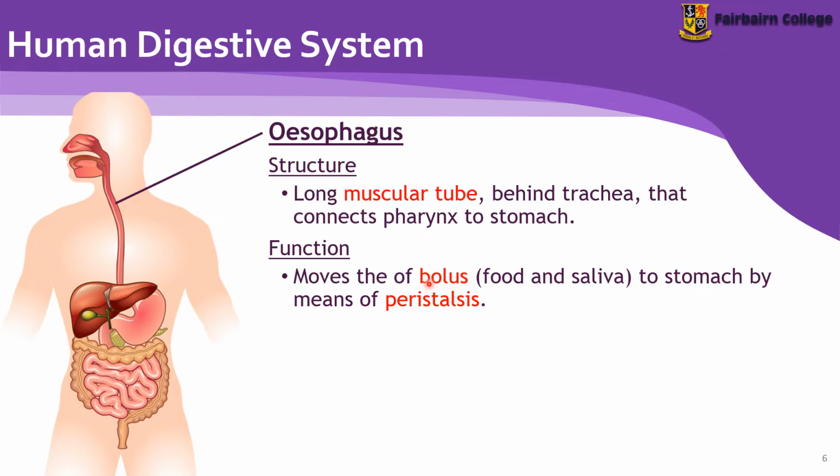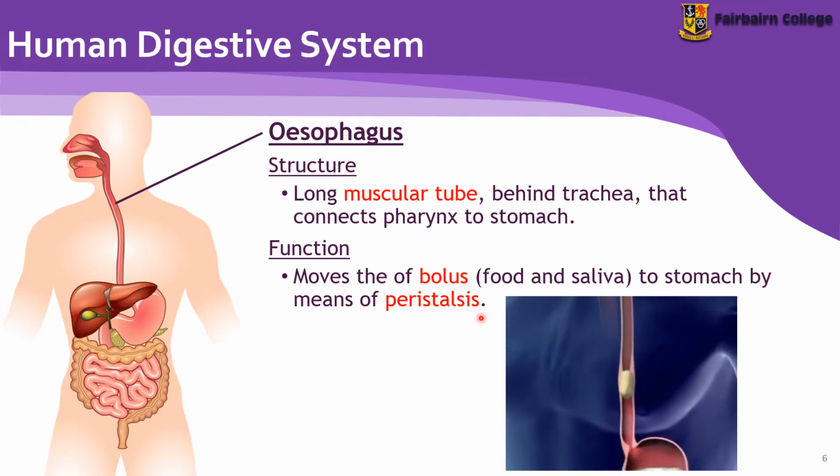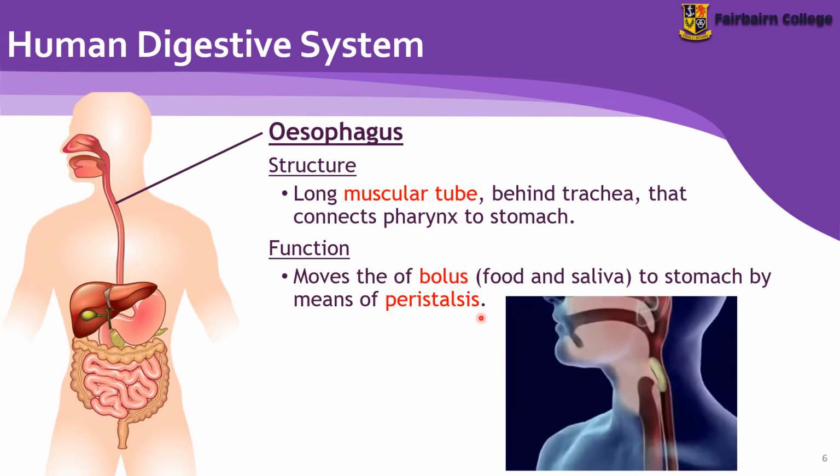This is achieved by the rhythmical contractions of the muscles of the esophagus pushing the bolus of food through the thin tube into the stomach. This rhythmical contraction of the muscles is referred to as peristalsis. Over here you can see an animation of how the esophagus pushes the food into the stomach.